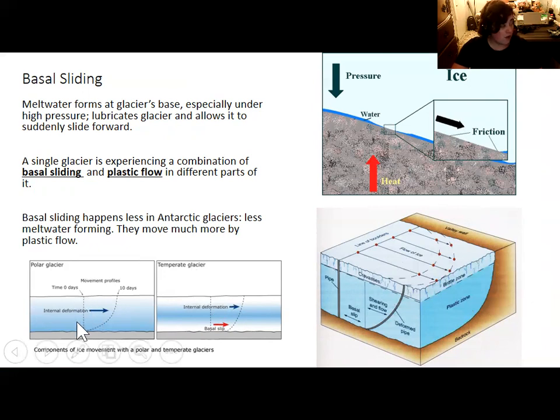They track how the ice moves. They basically pick a vertical line, take all the ice on this vertical line, and see how the ice at those different points in depth in the glacier ends up moving over the course of 10 days. So in a polar glacier, which has very little basal slip, very little in the way of the glacier just moving as one piece, it ends up being more dominated by deformation.